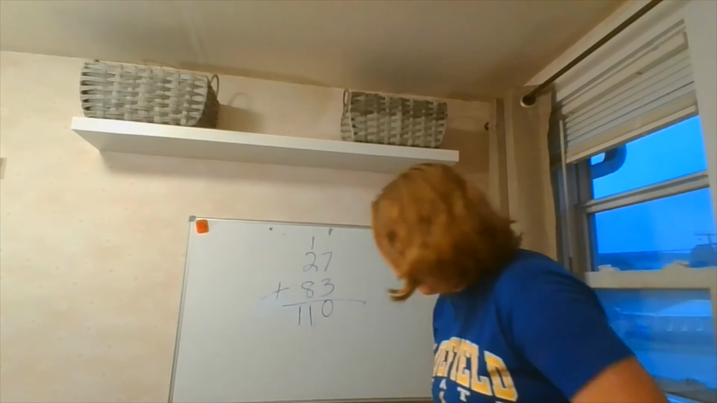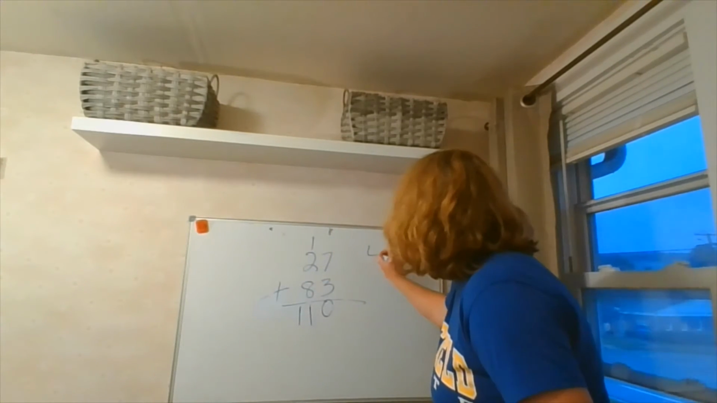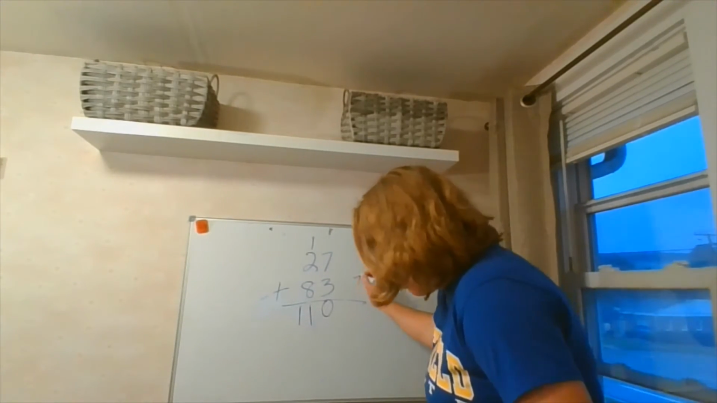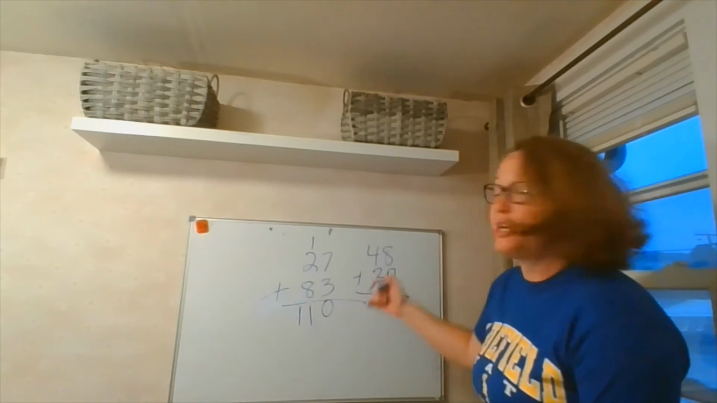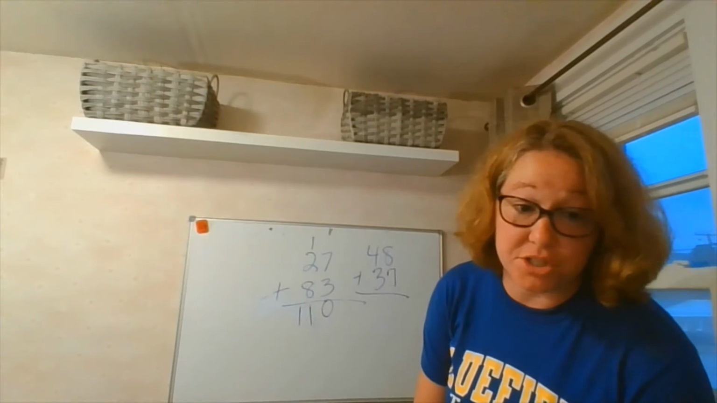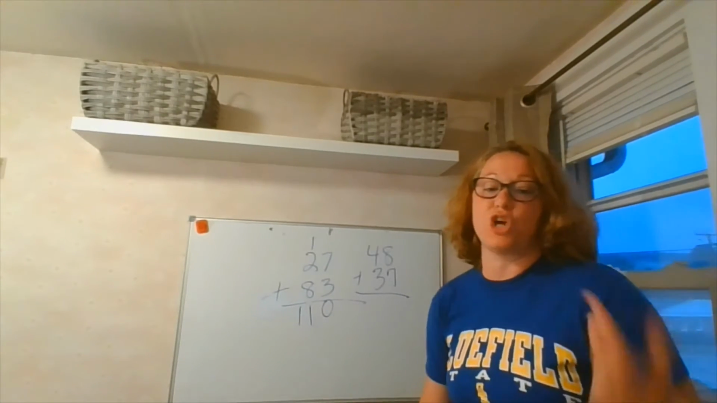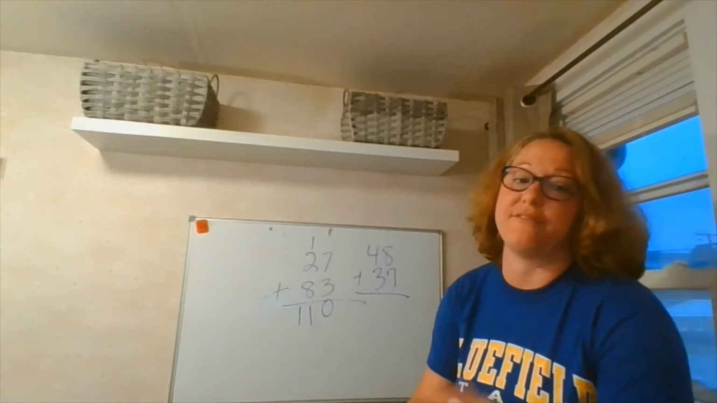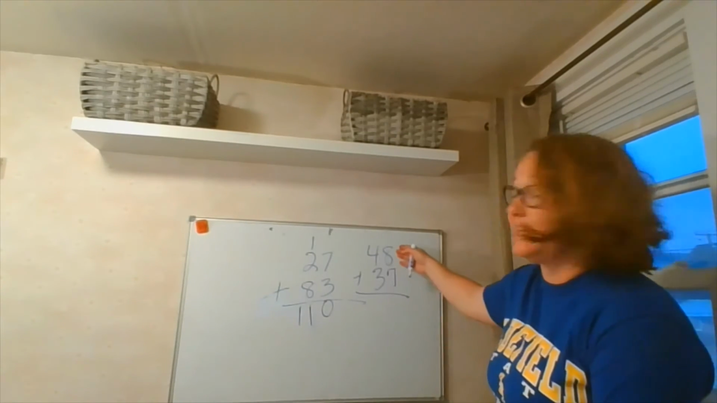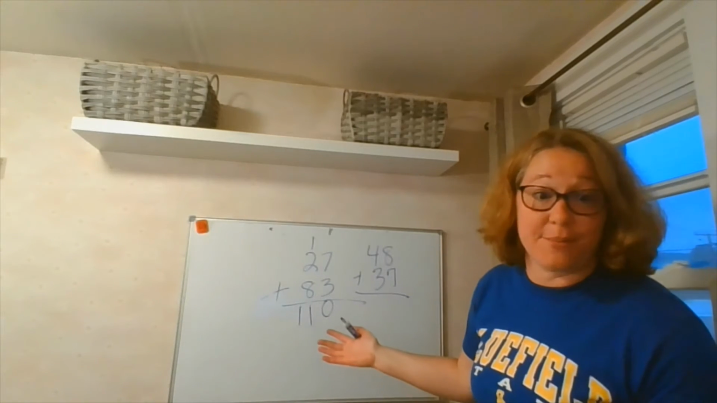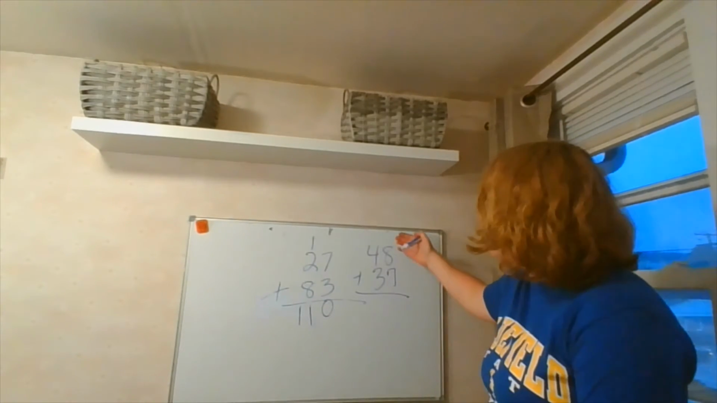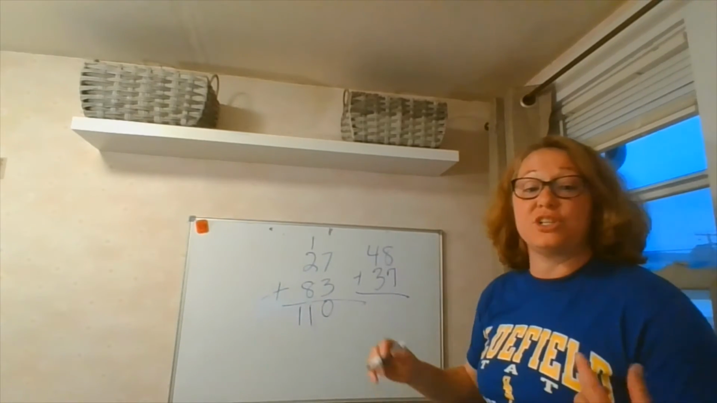Okay, let's do another one. We have 48 plus 37. All right. So say you have 48 gumballs and you have 37 jawbreakers. Well, how much do you have in all? Well, let's put in the add-in of our gumballs and our jawbreakers and figure out how much candy we have all together. So we have 8 plus 7, which is 15.